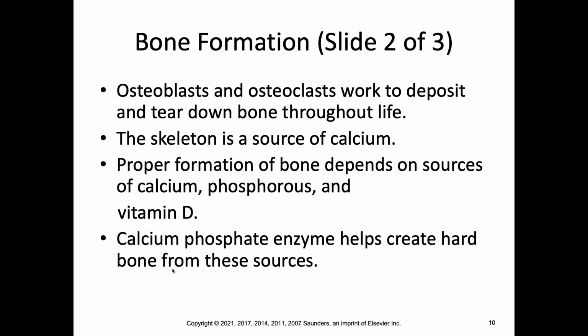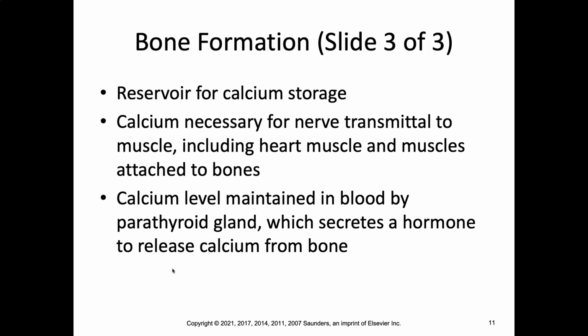Your skeleton is a source of calcium. Proper formation of bone depends on calcium, phosphorus, and vitamin D. We talked a little bit about that last week in the endocrine chapter. Calcium phosphate enzyme helps create hard bone from these sources. And again, your body is a reservoir for calcium storage. You have calcium in your bloodstream as well as in your bones. Calcium is necessary for nerve transmittal to muscle. It has to have that to be able to move that message along, including your heart muscle and muscles that are attached to bones. Your calcium level is maintained in the blood by your parathyroid gland.